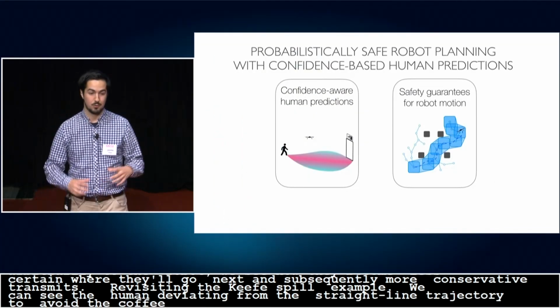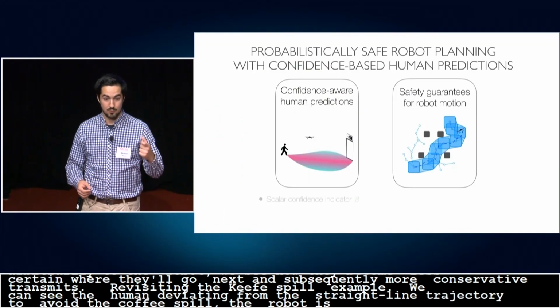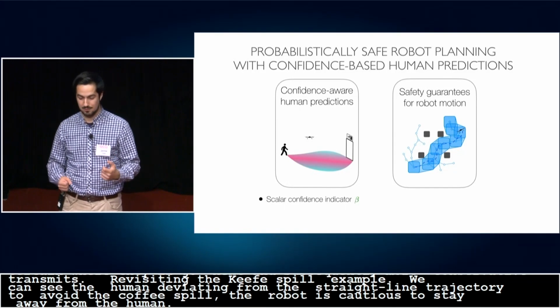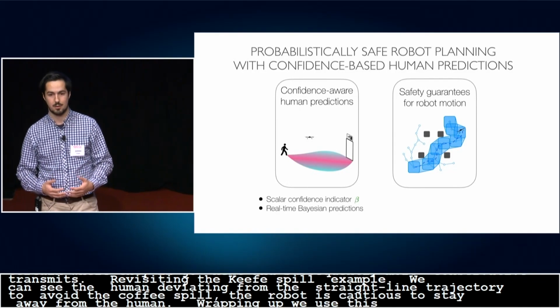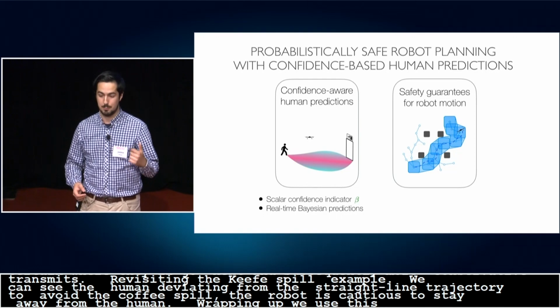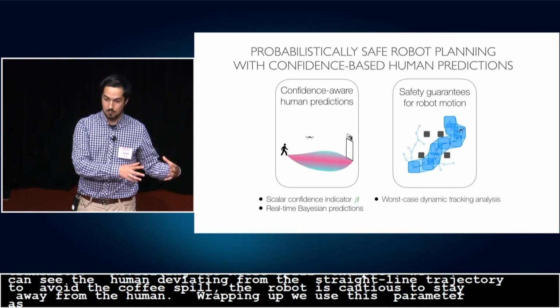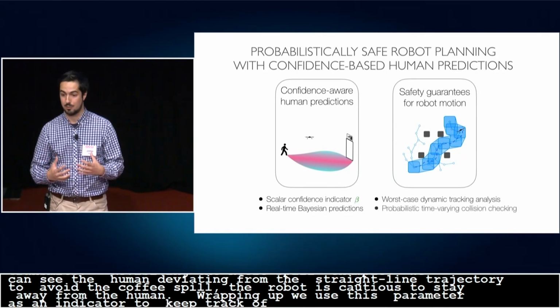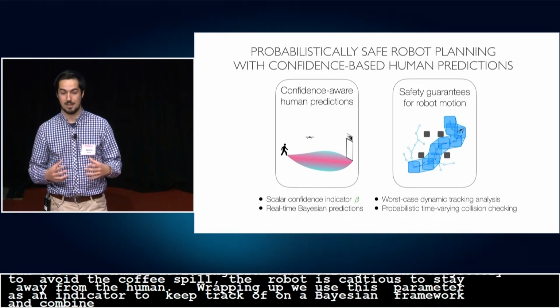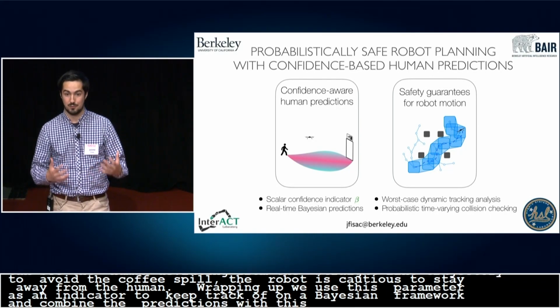So to wrap up, we're proposing using this inverse temperature parameter in the Boltzmann model as a natural scalar confidence indicator that we can keep track of very quickly in a Bayesian framework. And now we can combine the resulting predictions with this worst-case dynamic tracking error bound to obtain a probabilistic safety guarantee for the physical robot.